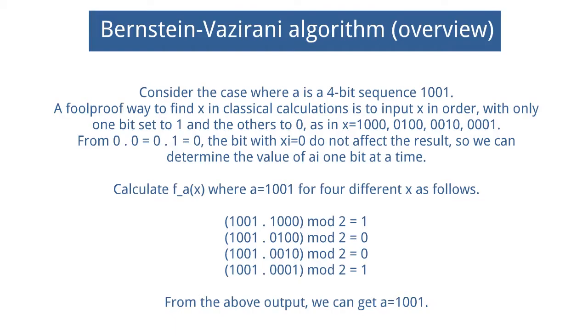Calculate f of x where A equals 1001 for 4 different x as follows. 1001·1000 mod 2 equals 1, 1001·0100 mod 2 equals 0, 1001·0010 mod 2 equals 0, 1001·0001 mod 2 equals 1. From the above output, we can get A equals 1001.